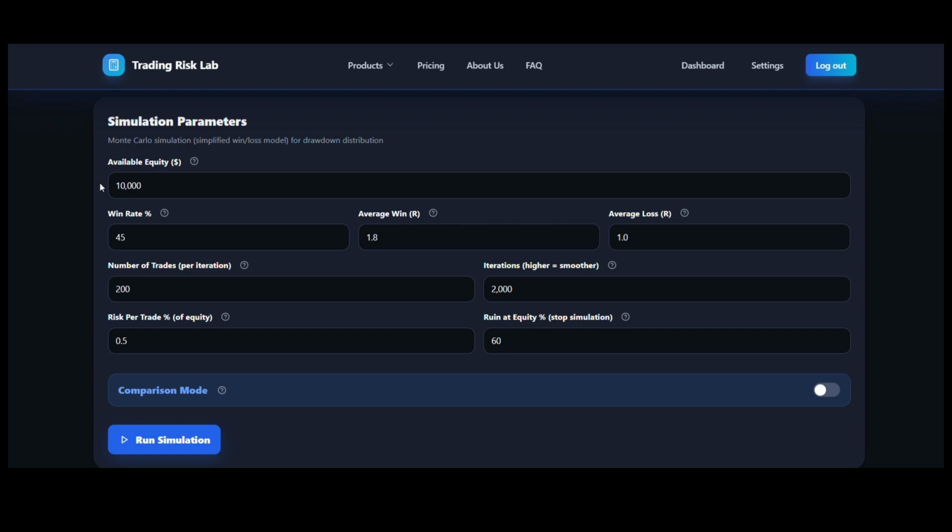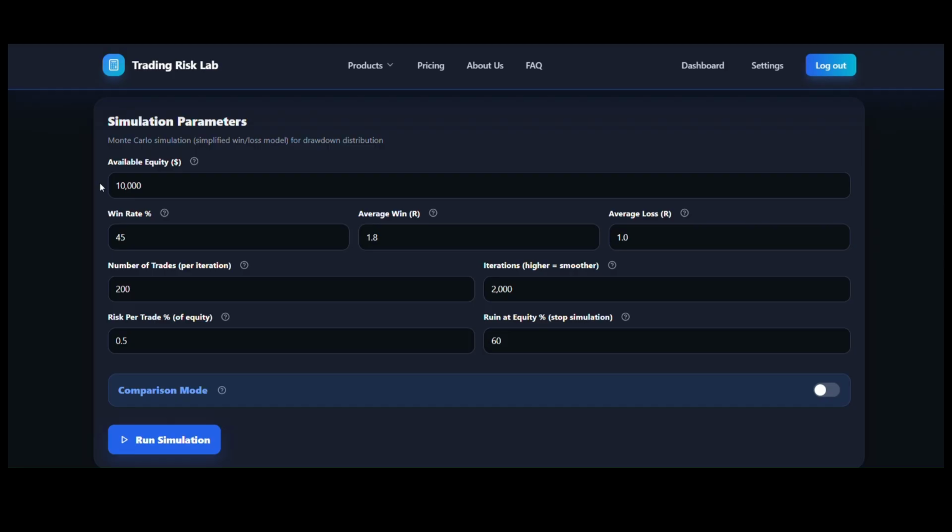In this video, we'll walk through how to use the risk of ruin tool to understand drawdowns, streaks, and long-term survivability of a trading system. This tool uses a Monte Carlo simulation based on your inputs, so instead of a single outcome, you're analyzing thousands of possible equity paths. We'll start from the top and work our way down.